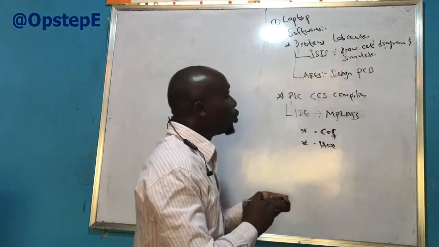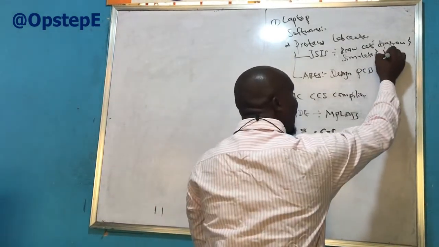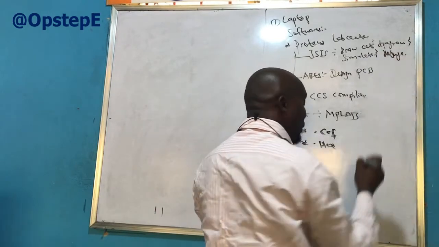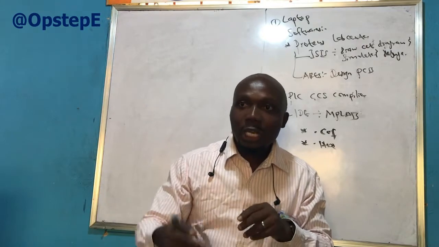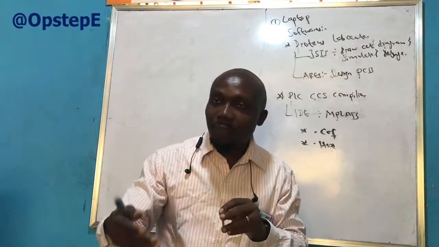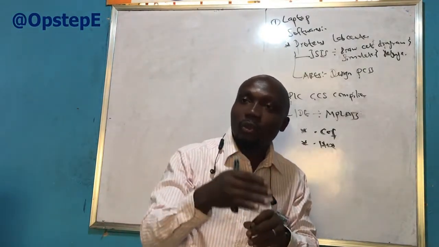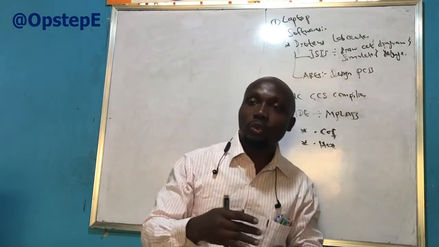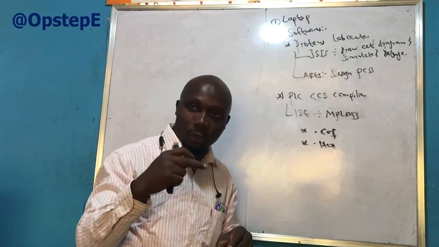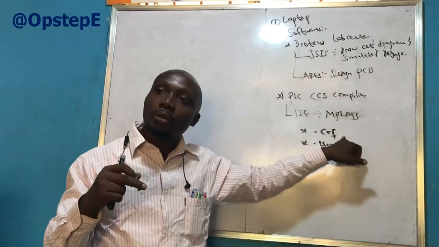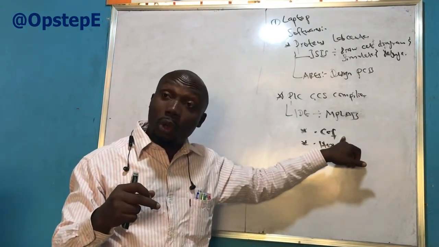So it should be draw circuit diagram, simulate, and debug. When I mean debug, I mean let me step into the program, one after the other, and see what it does after executing this instruction, what it does after executing that instruction. That is all. That is what this core file will offer you.